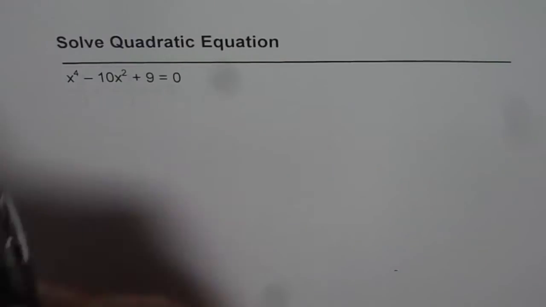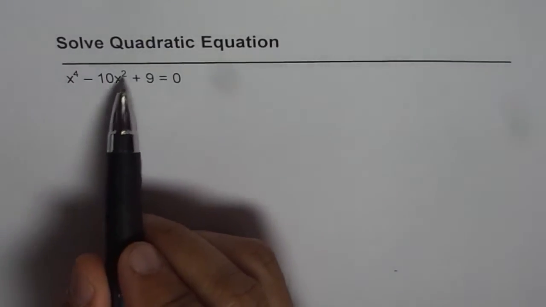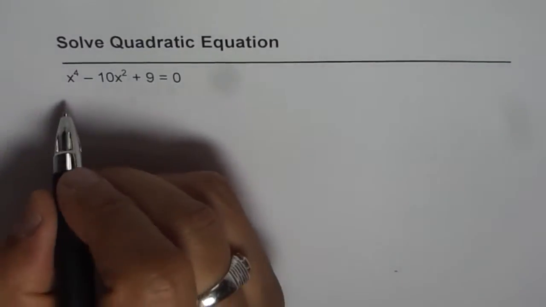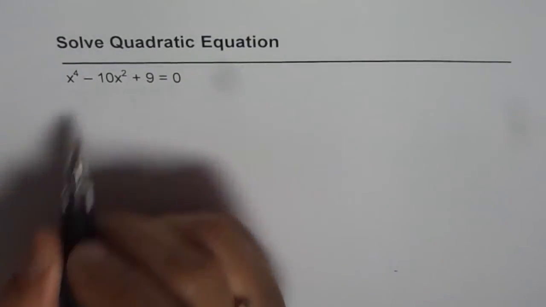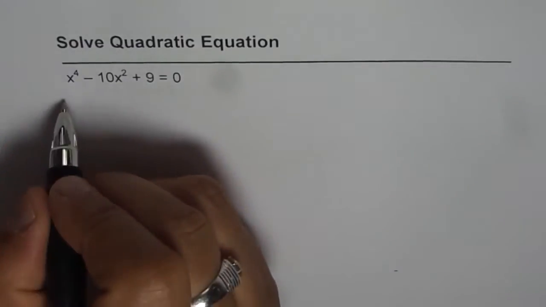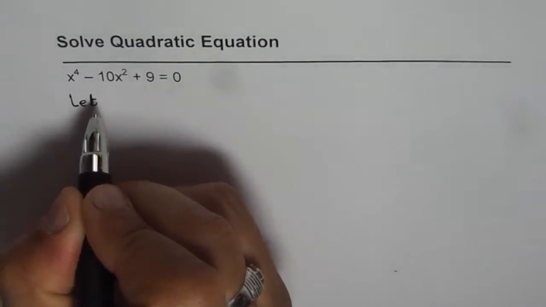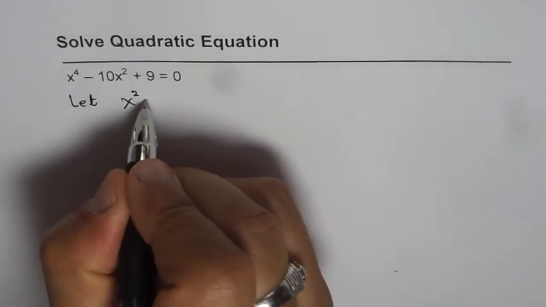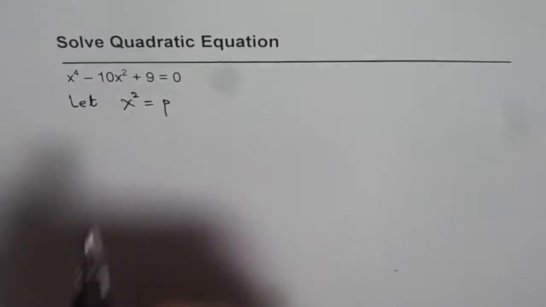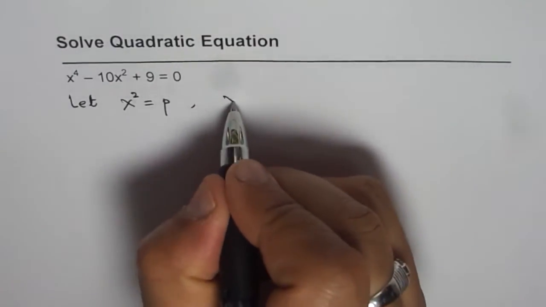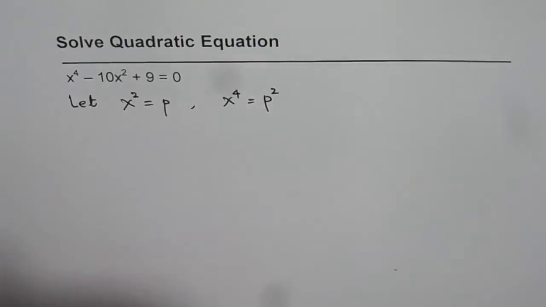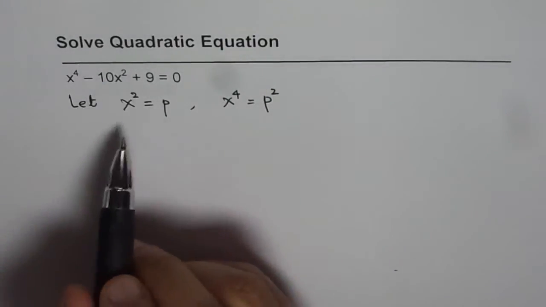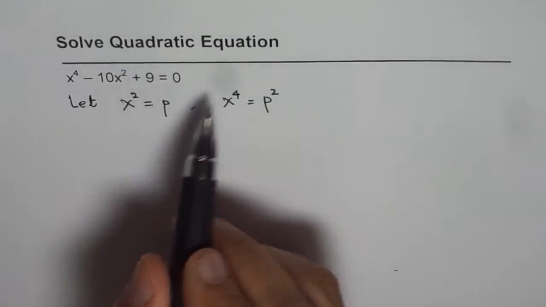Now you can see that we have x squared and x to the power of 4. If I substitute another variable for x squared, then we can actually write this equation as a quadratic equation. Let me show you how. Let x squared be equal to p, right? If x squared is p, then x to the power of 4 will be equal to p squared, correct? So let's substitute p for x squared, or p squared for x to the power of 4.